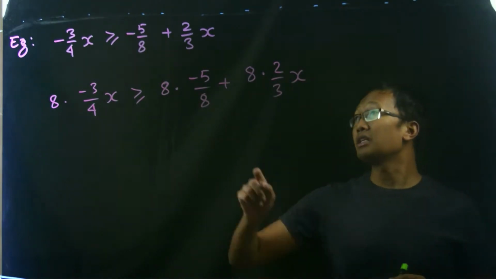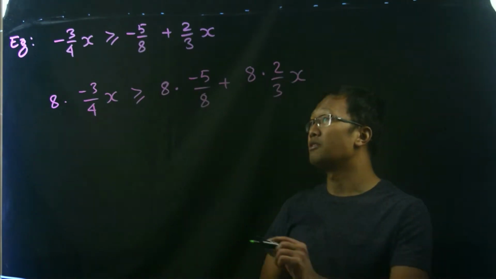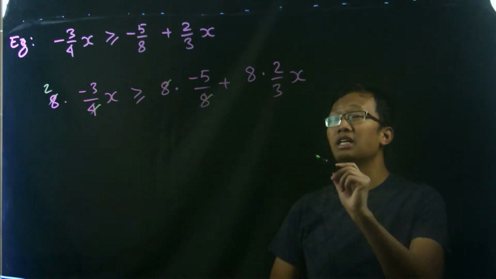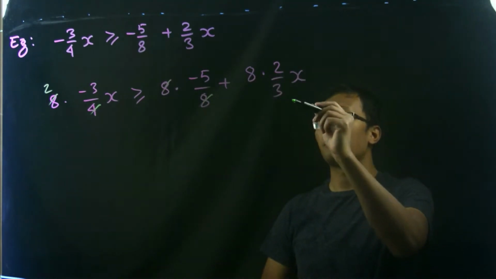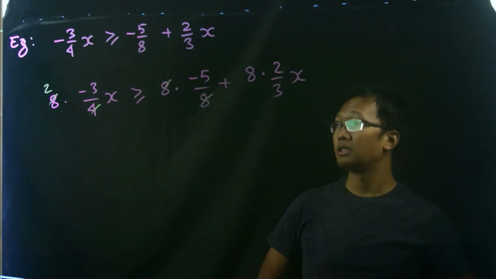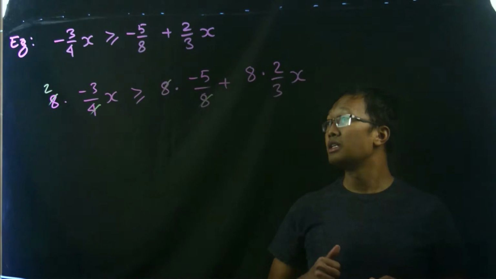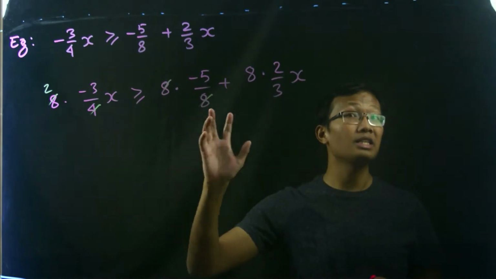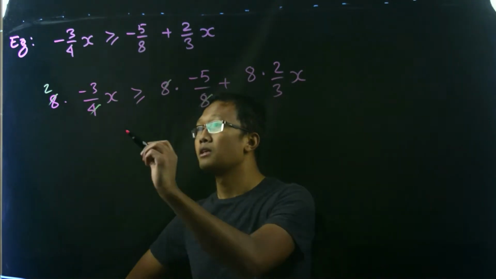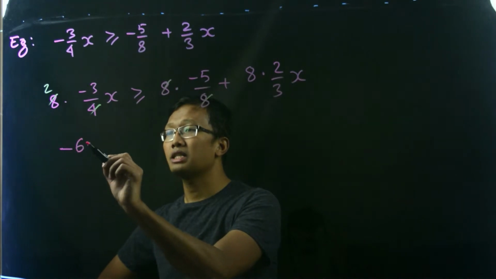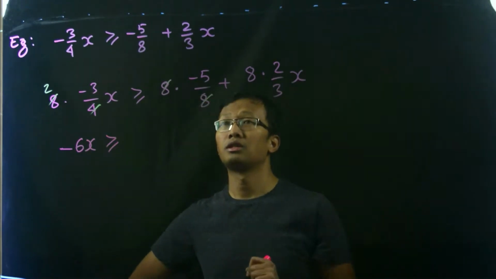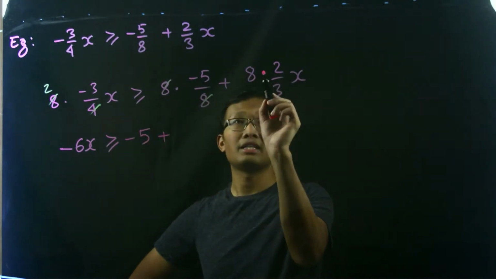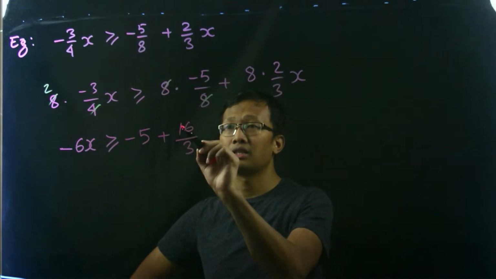Since we want to get rid of the largest denominator, you can see 4 times 2 is 8, 8 and 8 cancel out, and this becomes negative 6x. And the right side has 16x over 3. Since we are multiplying by 8, which is a positive number, the inequality remains intact, nothing changes. So negative 6x is greater than or equals negative 5 plus 8 times 2, which is 16 over 3x.